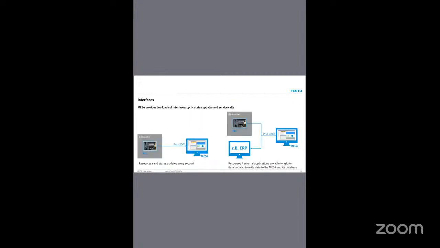Then coming to the interfaces. MES4 gives two types of communication interfaces. One is cyclic status and another is called service calls. Cyclic status means the PLC will send the status every 1 second. Resources send status updates every second. So resource means this PLC. So the PLC will send the update every second.